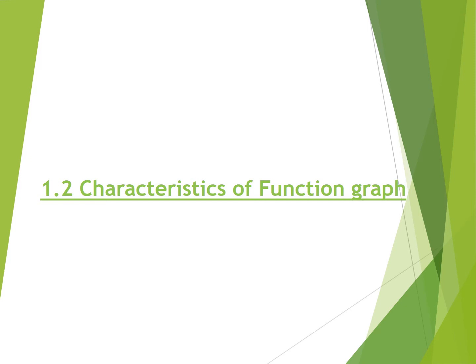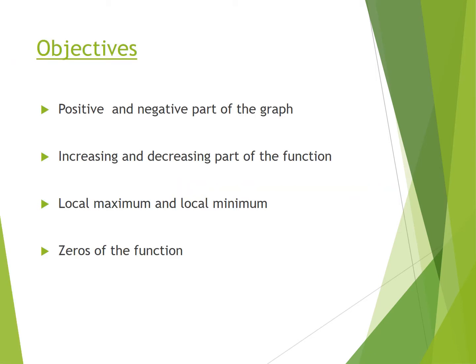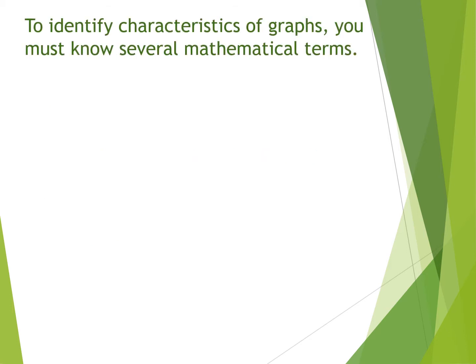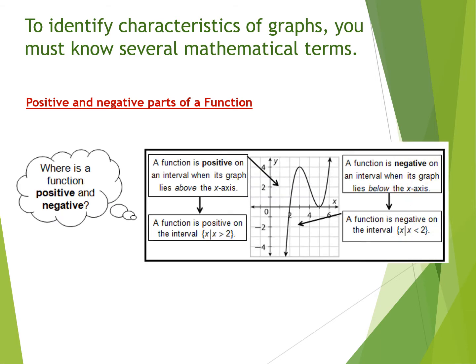Characteristics of graph. Objectives: positive and negative part of the graph, increasing and decreasing part of function, local maximum and local minimum, zeros of the function. First, I have to identify characteristics of graph. So to identify the characteristics, I have to know some keywords or mathematical terms. So I have to know the positive and the negative part of the function.